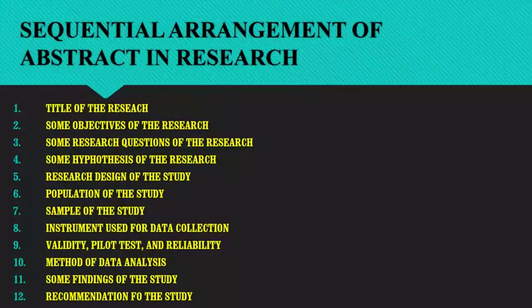Some of the major findings at the end of the study include these, and at the end of the day, the researcher went ahead to recommend the following.